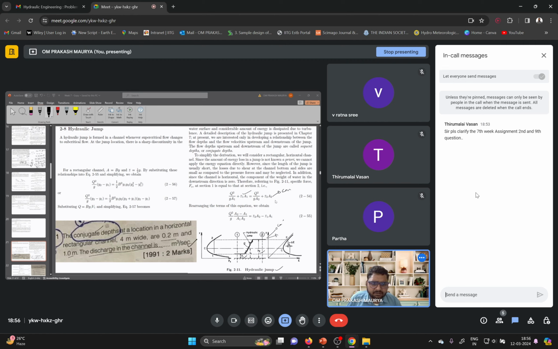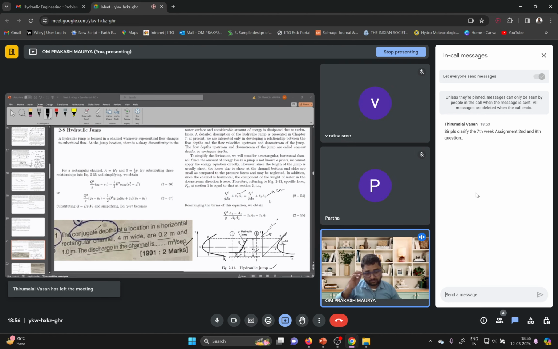So please Partha and Vashna and Ratnasiri try to solve this question. Okay, someone is asking to clarify the seventh week assignment, second and ninth question. Okay, I have not seen the assignment actually, because in live session there is no permission to solve this type of assignment. There's no permission to solve, but I can discuss the concept, no problem.